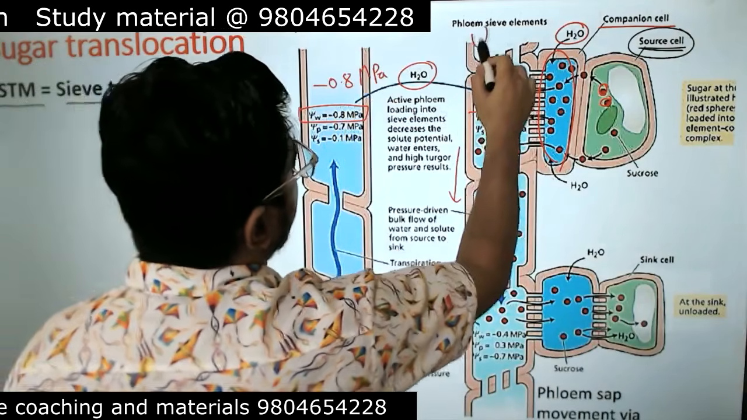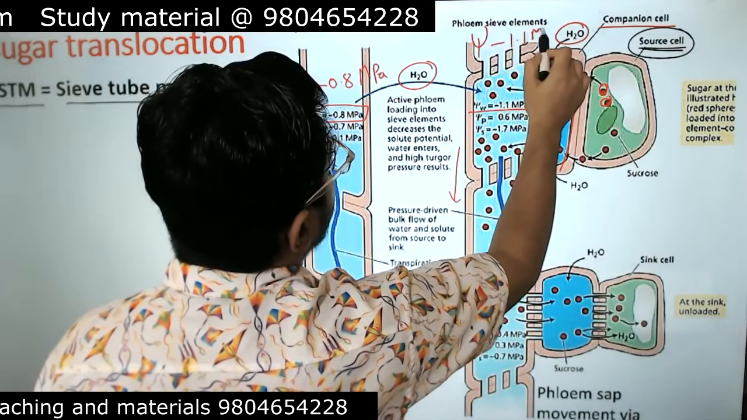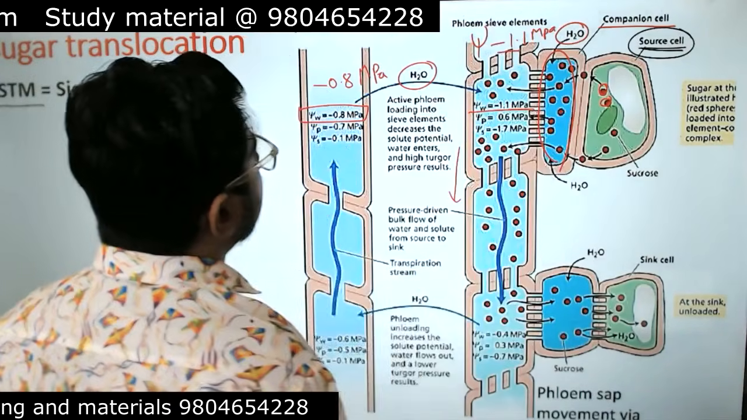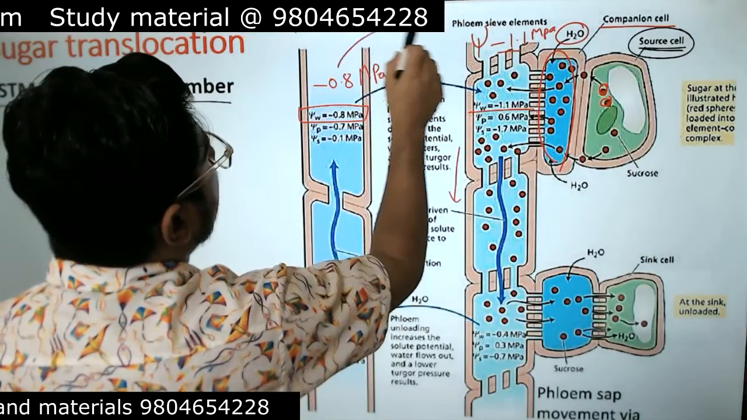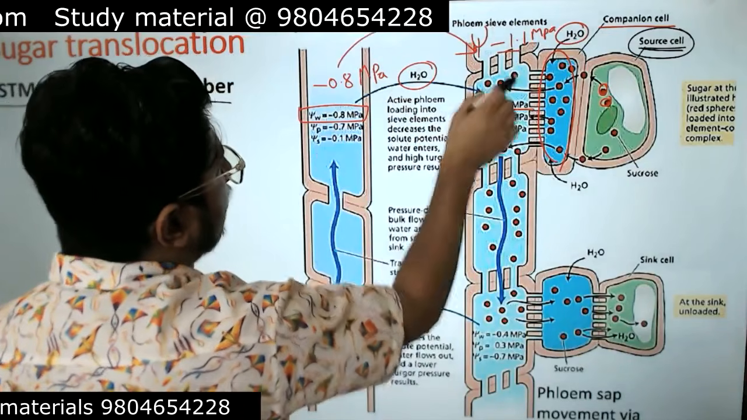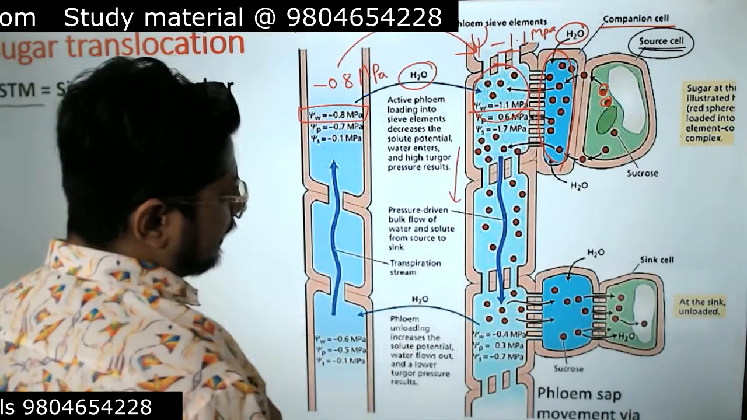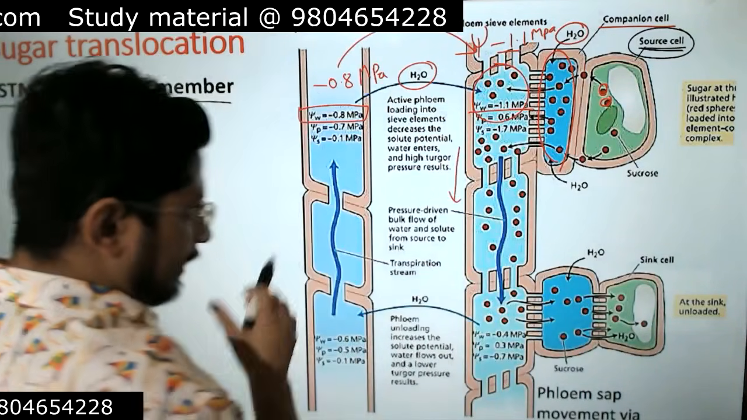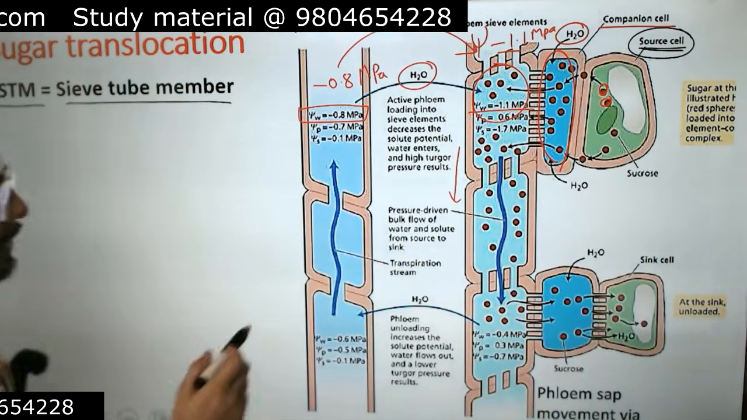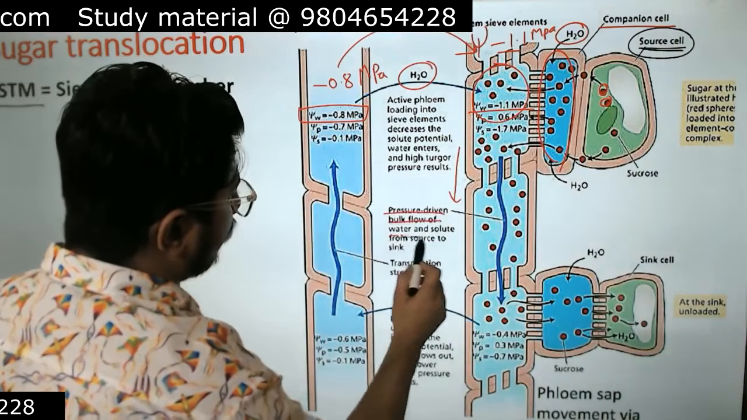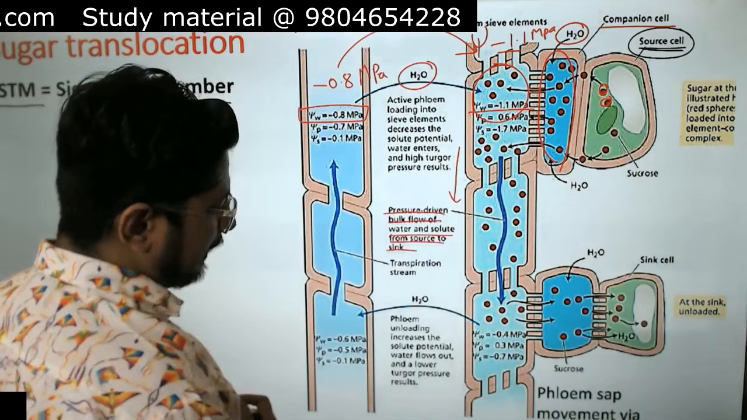And here the water potential was minus 1.1 megapascal, right? So there is more water potential in the xylem, less in the phloem. So the water flows from xylem to phloem and dissolves the sugar and brings it to the sink, to the rest of the place. So that is known as a pressure driven bulk flow of water from source to sink.